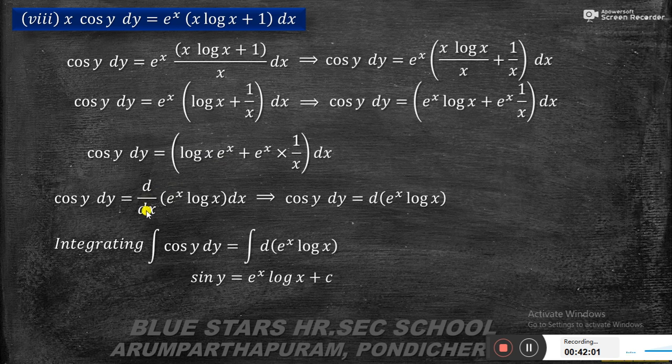That means d by dx of e power x log x into dx, which implies cos y into dy equal to the derivative of e power x log x. So in the next step, integrating on both sides. So integral cos y dy equal to integral d of e power x log x. So integral of cos means sin y equal to the integral, and differentiation cancelled, so e power x log x plus c.